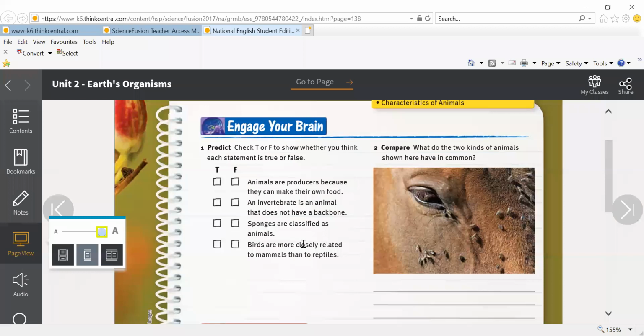Now here we have vocabulary terms: consumer, vertebrate, invertebrate, endoskeleton, exoskeleton. Girls, vertebrate and invertebrate, you all know about it. But exoskeleton and endoskeleton are new for you all. By Sunday, Monday, Tuesday, inshallah, I'll finish this lesson and we'll start with a new lesson.